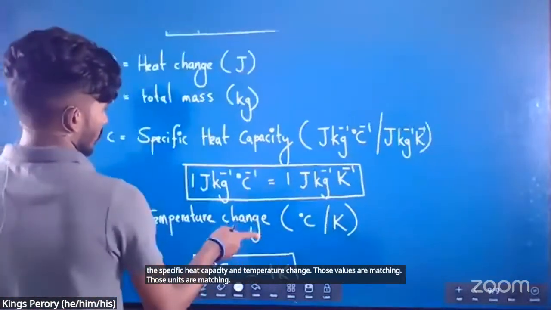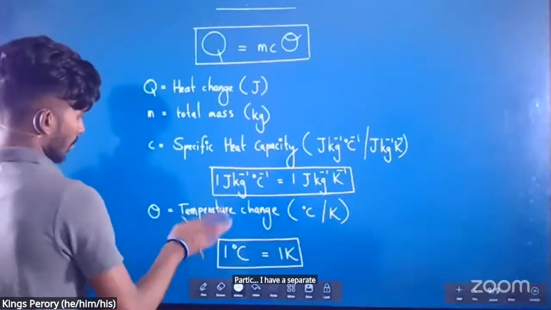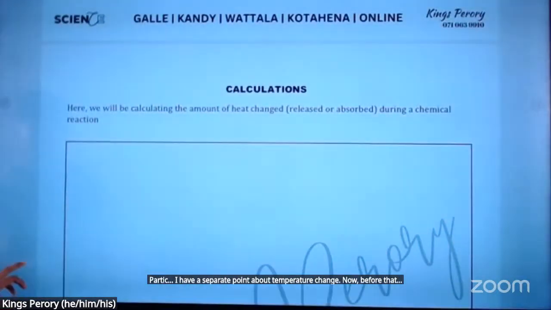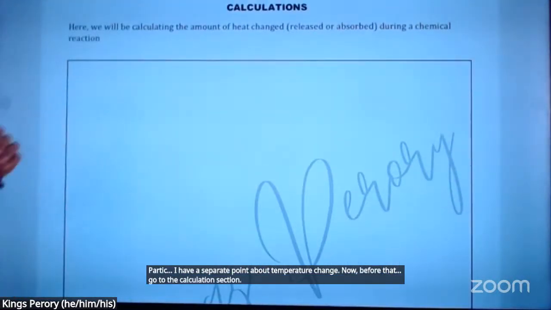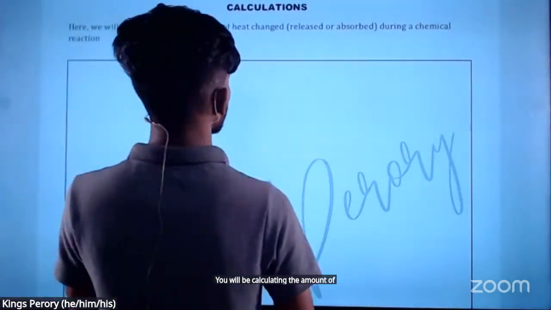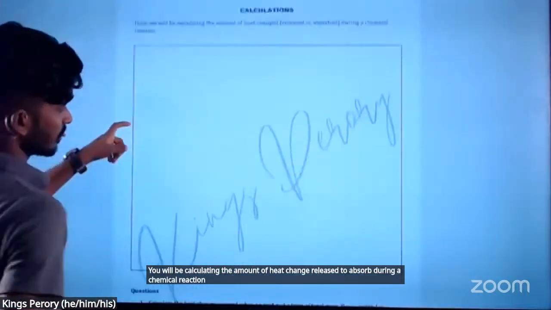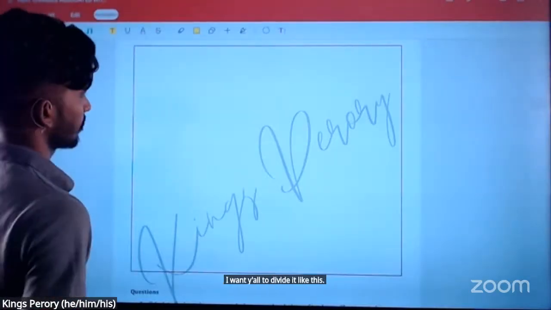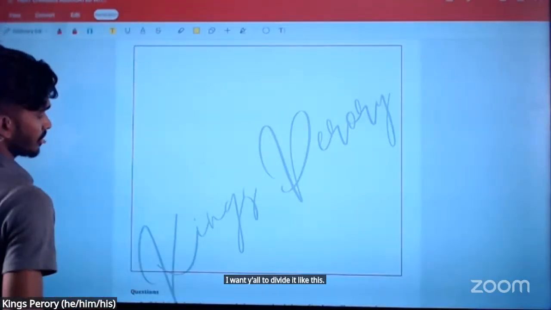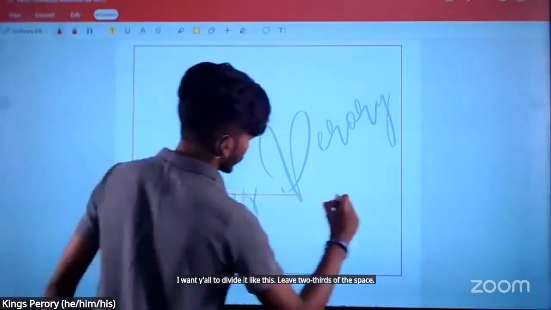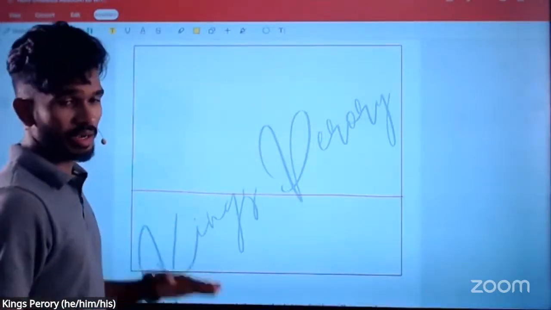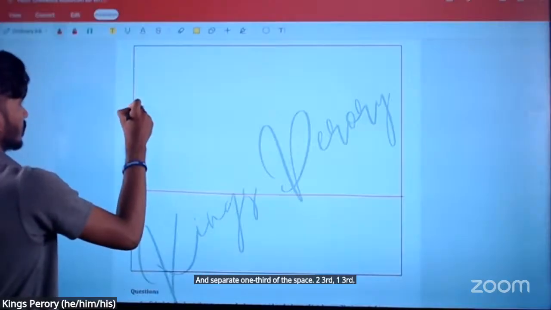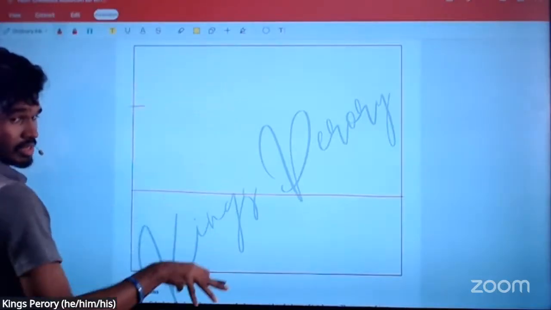I have a separate point about temperature change, but before that, go to the calculation section. Here we will be calculating the amount of heat change released or absorbed during a chemical reaction. Under that, a box is given. I want you all to divide it like this. Leave 2/3 of the space and separate 1/3 of the space. 2/3, 1/3.